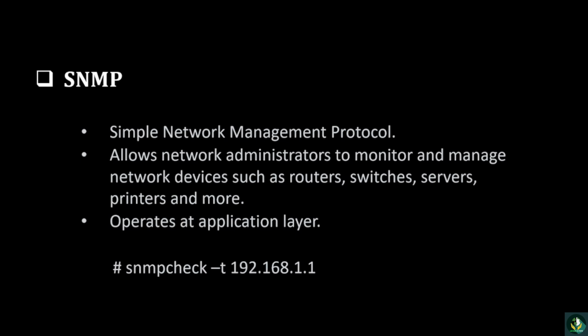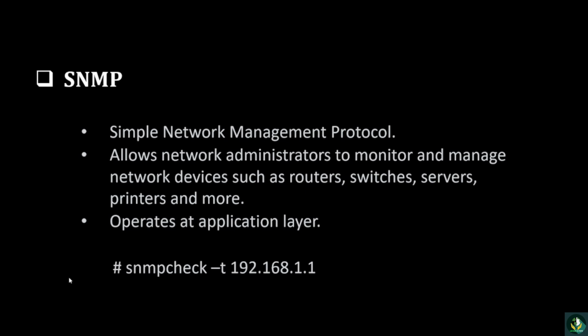The command snmp-check -t IP address, here the IP address is 192.168.1.1, is utilized for SNMP enumeration. This tool will display information related to SNMP, version information, community string information, and system information. It might also attempt to enumerate user accounts or access control information associated with SNMP.